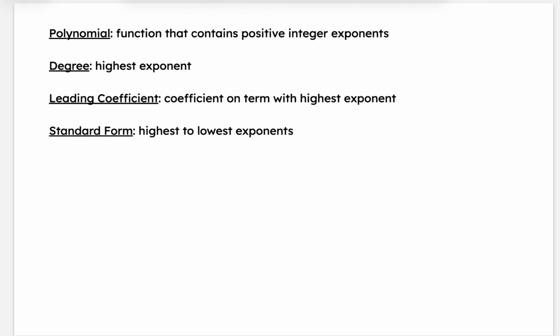So a polynomial is a function that contains positive integer exponents. The degree of a polynomial is the highest exponent, and the leading coefficient is the coefficient on the term with the highest exponent. And when we talk about writing a polynomial in standard form, it means we put it in order from the highest to lowest degree, or highest to lowest exponents.